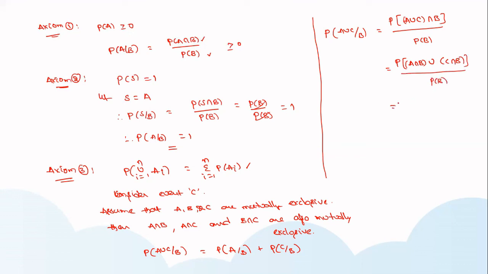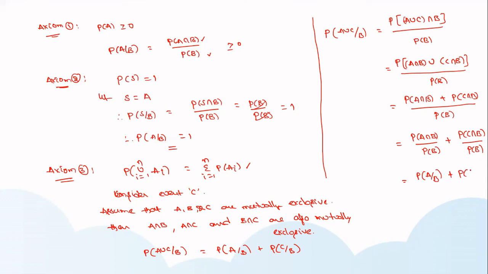Now all are mutually exclusive, so you can write this as probability of A intersection B plus probability of C intersection B divided by probability of B. And it can be taken as probability of A intersection B divided by probability of B plus probability of C intersection B divided by probability of B. So I can write this as A given B plus C given B. Therefore, finally, probability of A union C for the given event B is proved. Hence, this condition is also satisfying axiom 3.